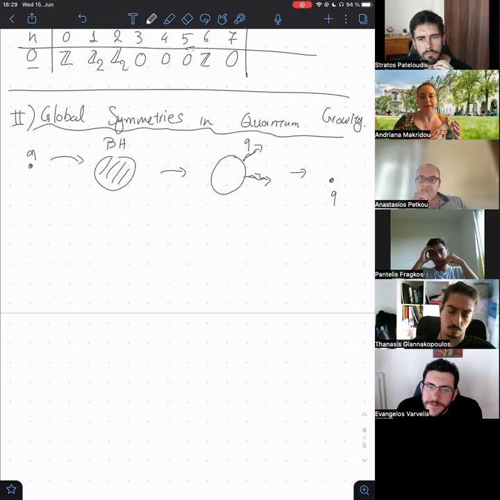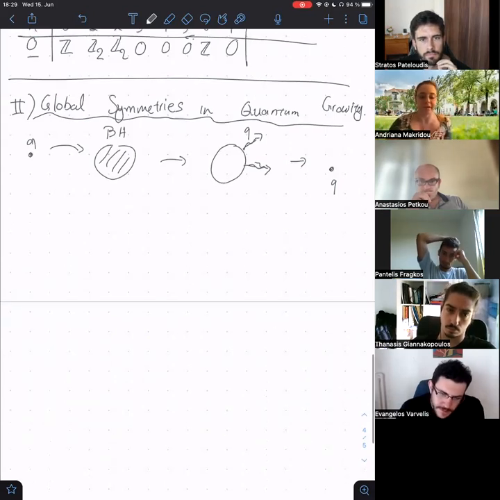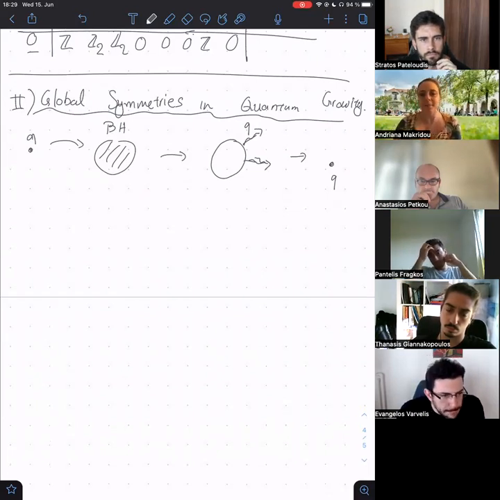And now we can detect the charge from far away. And you don't have the problem here that the horizon is blind, let's say, to the charge anymore. So this would be a way to go around. So global symmetries are bad, gauge symmetries are still fine.